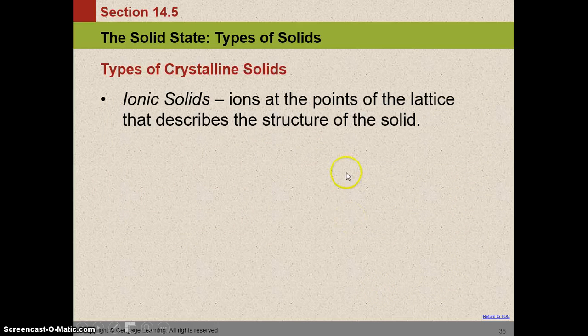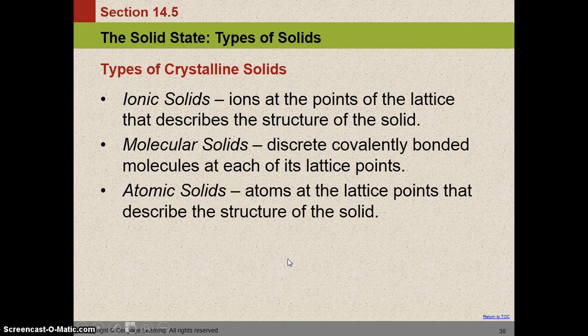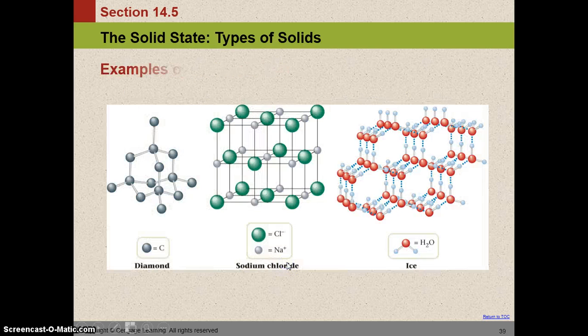Ionic solids have ions at the points of the lattice that describe the structure of the solid, whereas molecular solids have discrete covalently bonded molecules at the points of the lattice, and atomic solids have atoms at the lattice points to describe the structure.